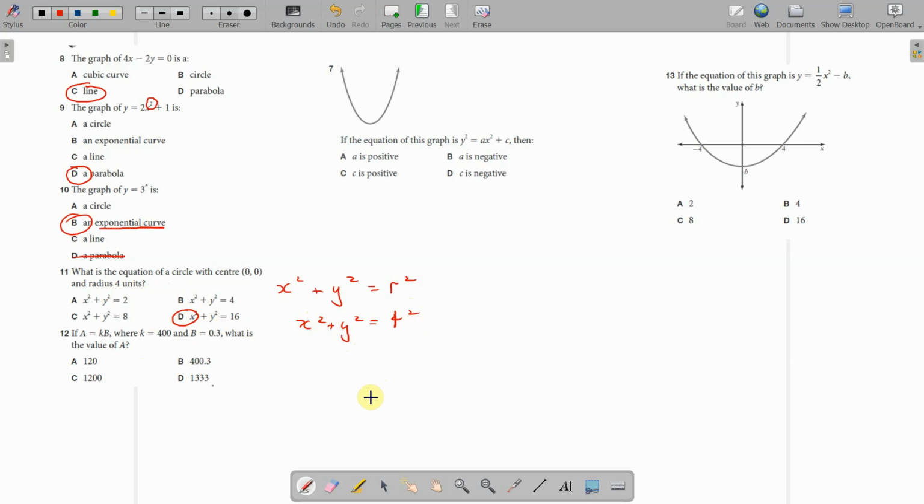Okay, 12 will take a minute. That's okay. And I missed doing question 7. I'll go back and do 7, and then 12 and 13 will take a bit longer.